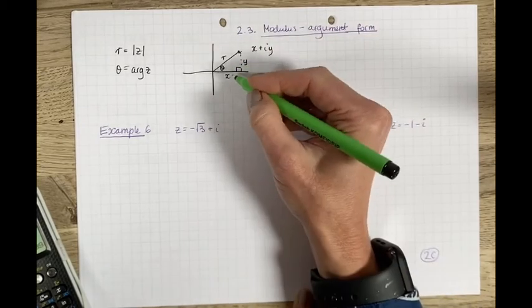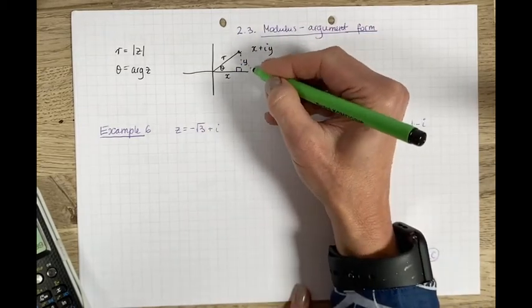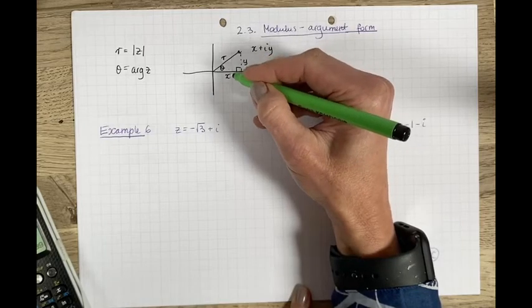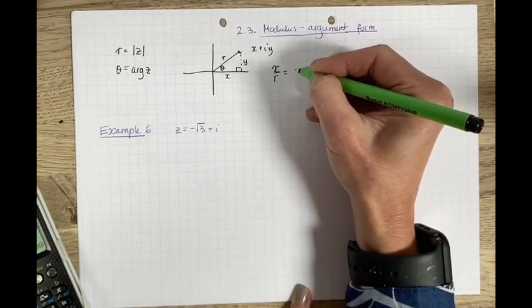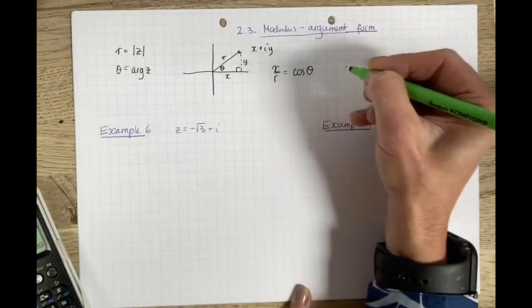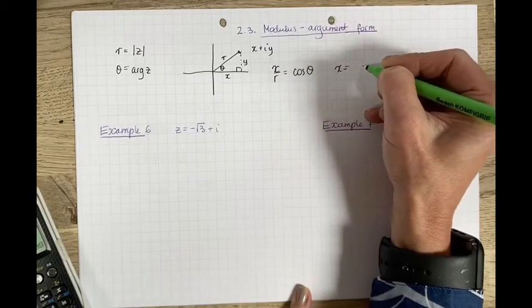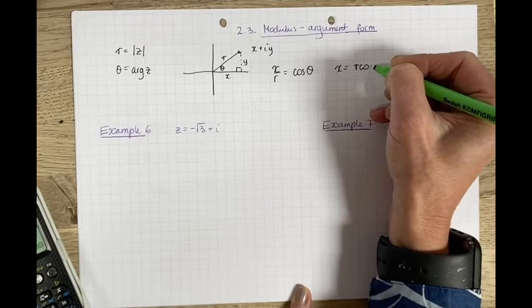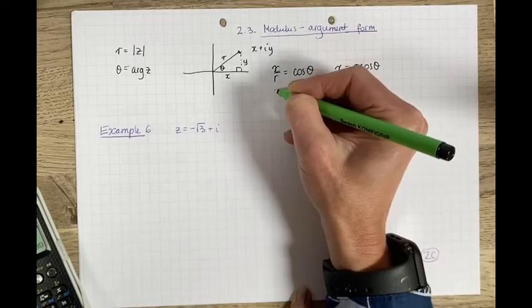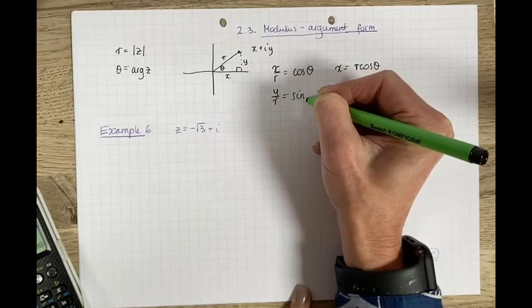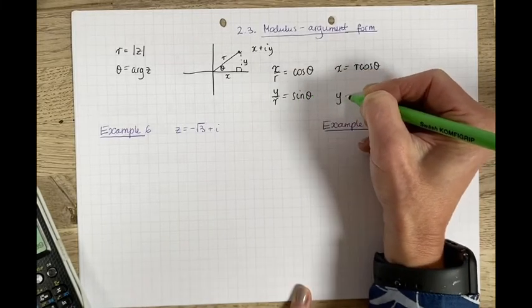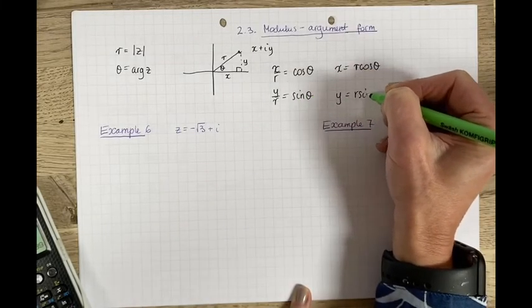So from this right angle triangle, you could see that x over r is equal to cos theta. That gives me x is equal to r cos theta. And then you've got y over r is equal to sine theta. So y is equal to r sine theta.